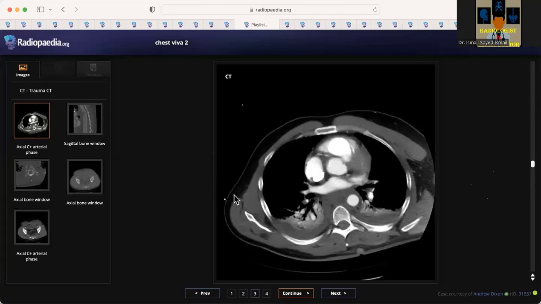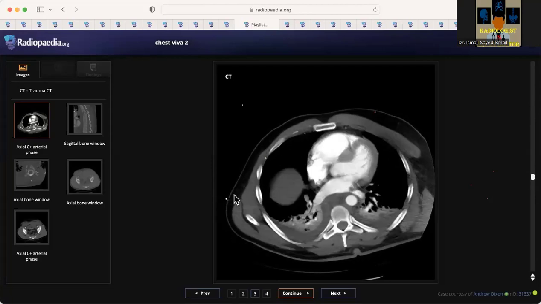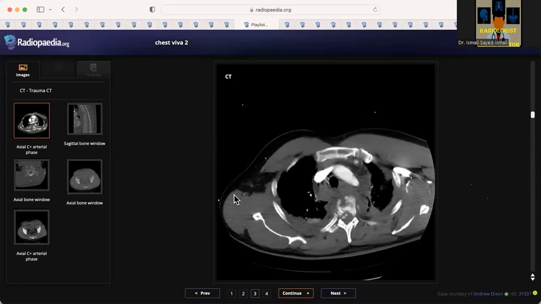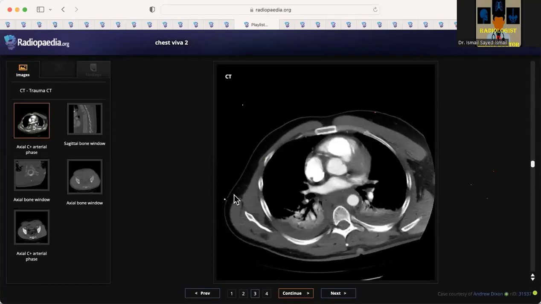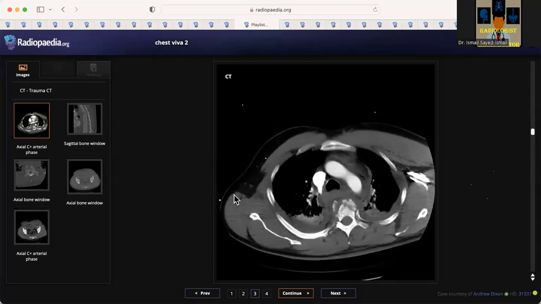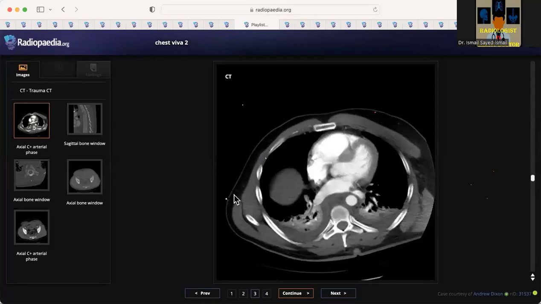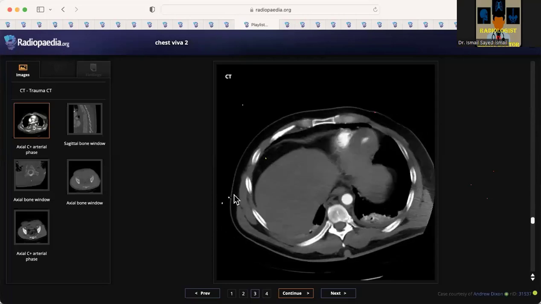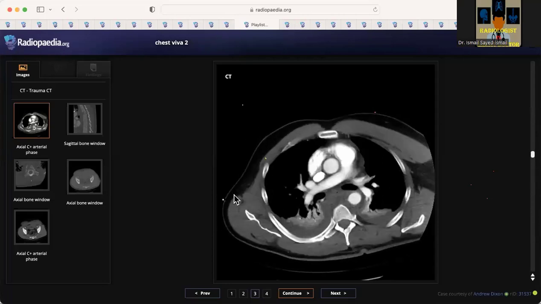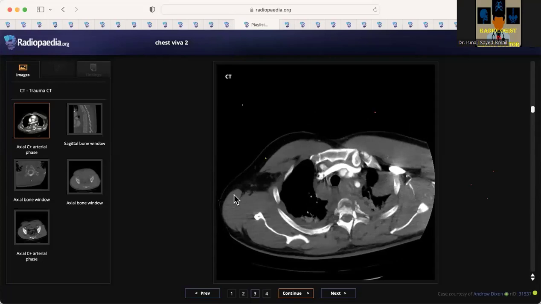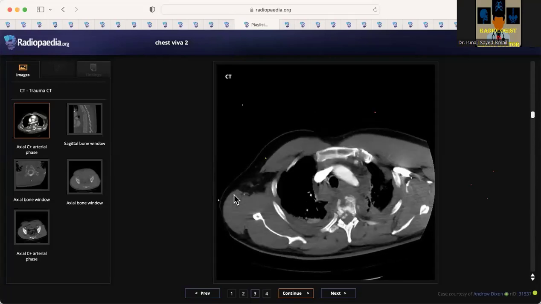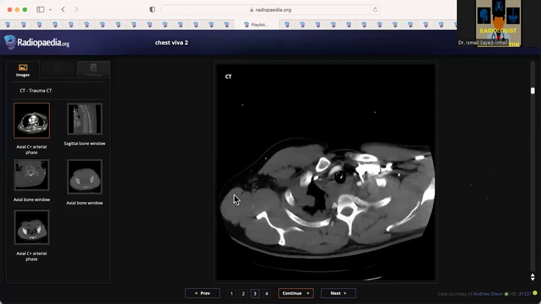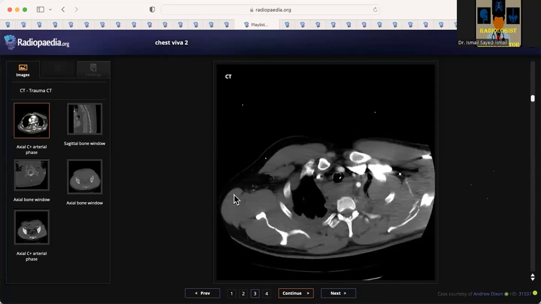I can appreciate multiple vertebral fractures, and I can appreciate some hypodensity in the mediastinal region. That could be hematoma. Okay. So what do you think is causing the pleural capping in this case? Pleural capping is due to the fractures. So it's just simply due to the fracture.